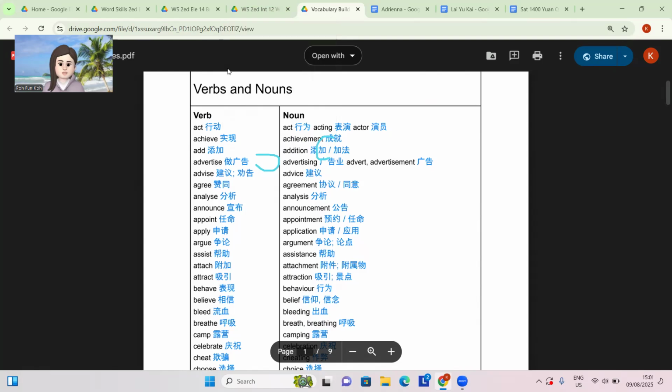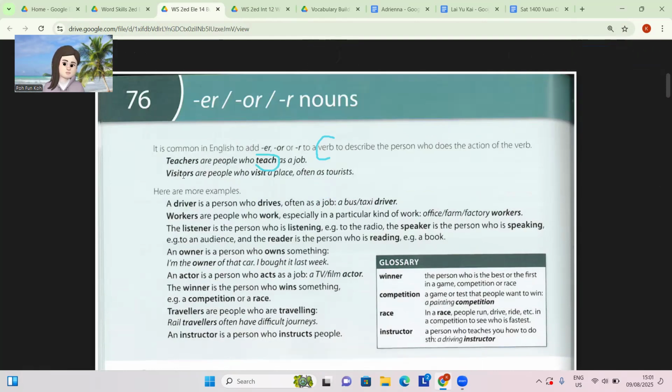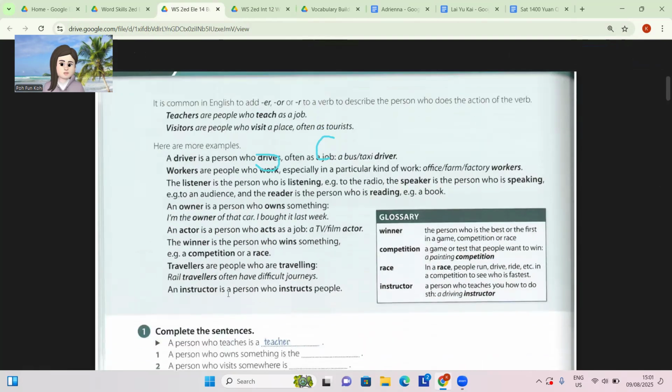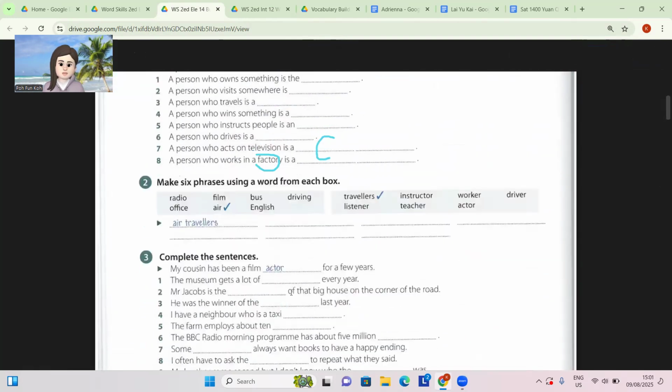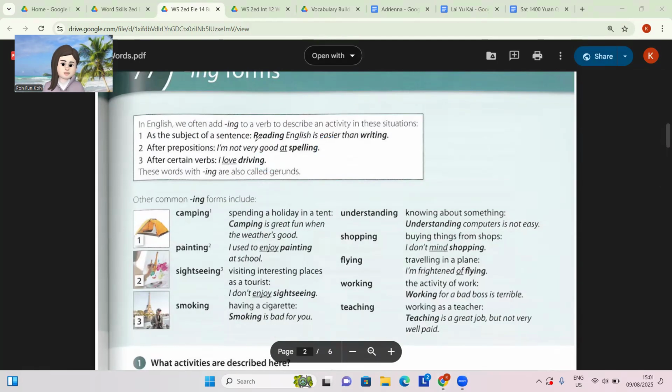And then here, we can add ER or OR. A person who visits, that's visitor. Drive, driver. Work, worker. Listen, listener. Own, owner. Act, actor. Win, winner. Travel, traveler. Instruct, instructor.